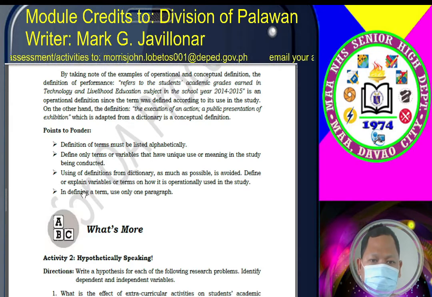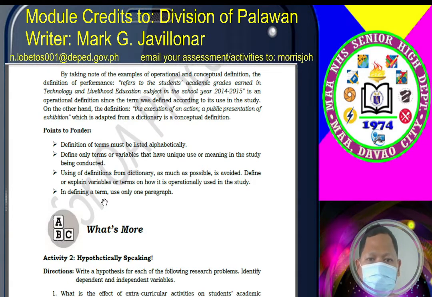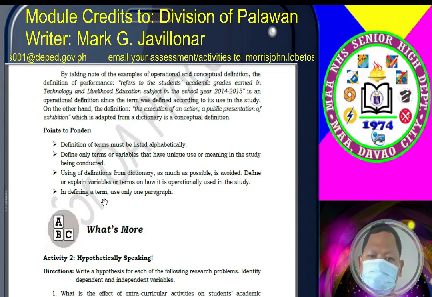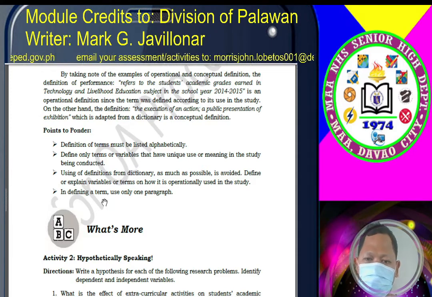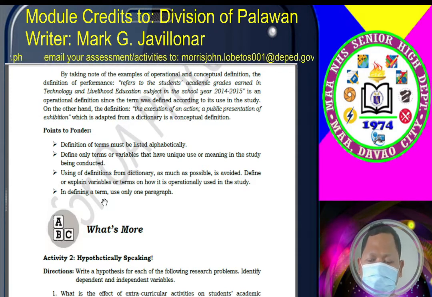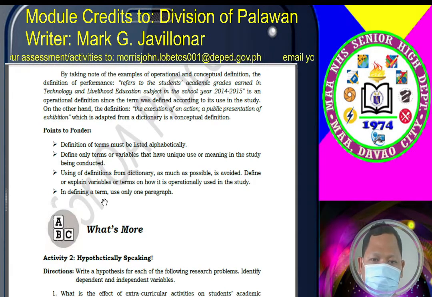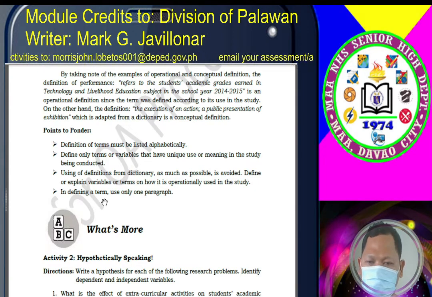Next, using verbatim definitions from a dictionary should be avoided as much as possible. Define or explain variables in terms of how they are operationally used in a study, so it is more preferred to use operational definition. In defining a term, use only one paragraph. Take note of this: only one paragraph.